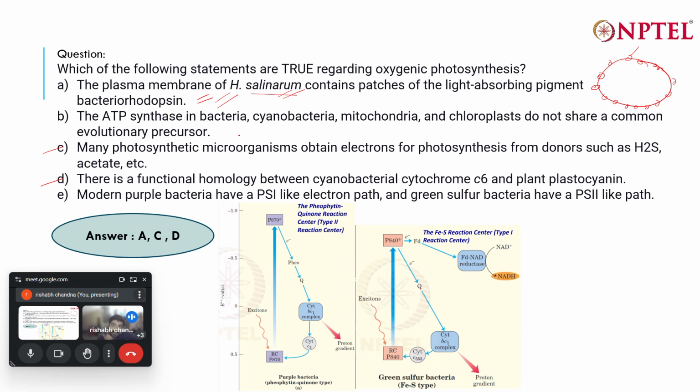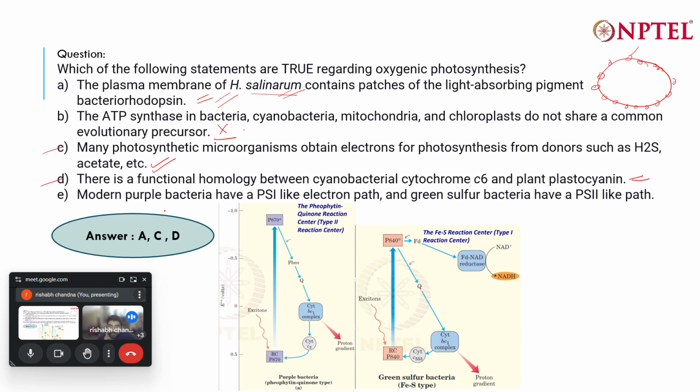The ATP synthesis in bacteria, cyanobacteria, mitochondria, and chloroplasts do not share a common evolutionary precursor. No, this is false. They have a common evolutionary precursor, that's why the basic structure of ATP synthase is the same. Many photosynthetic microorganisms obtain electrons from donors such as H2S and acetate. Yes, this is correct. Then there is a functional homology between cyanobacterial cytochrome c6 and the plant plastocyanin. Yes, this is correct.